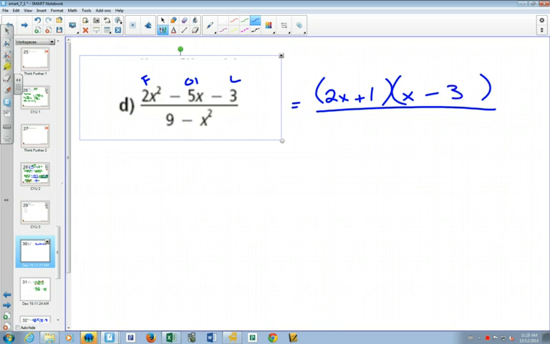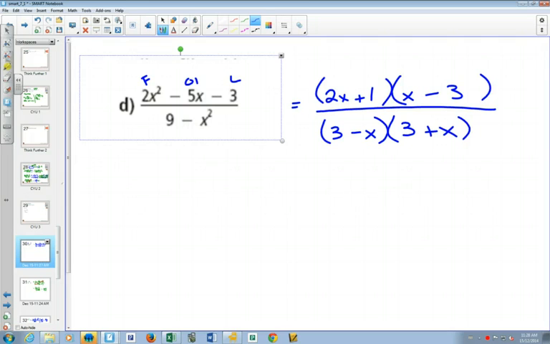Always do a check where you FOIL it out in the end. Will I get a minus 3 for my last ones? Yes. Does my outside, which is minus 6x, and my inside, which is plus x, give me minus 5? It does. Always check it quickly. And then on the bottom, this is a difference of squares: 3 minus x, 3 plus x. Are they identical?